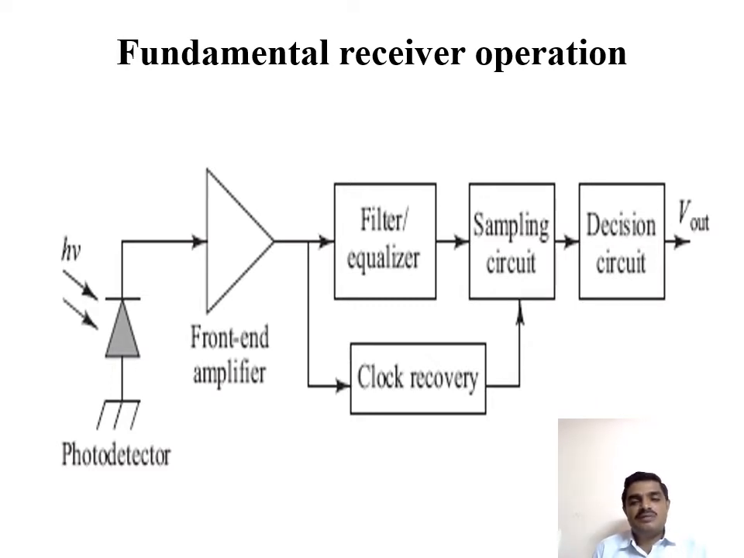Then we use the sampling process. By using sampling you can easily convert analog into digital form. The same signal is given to the decision circuit. In parallel, the front-end amplifier signal is also given to the clock. With respect to the clock recovery signal, we can establish the sampling process.